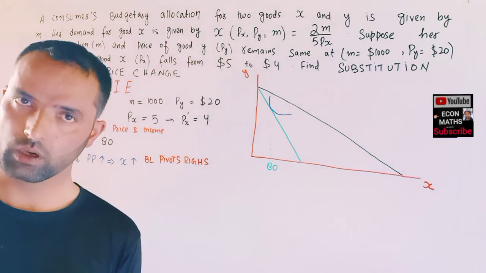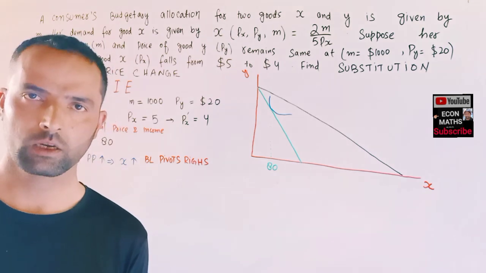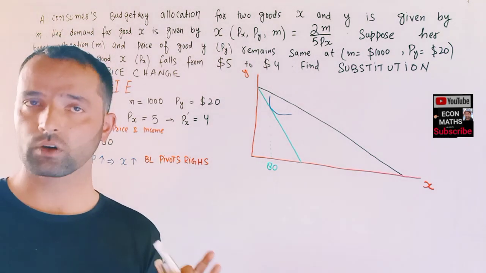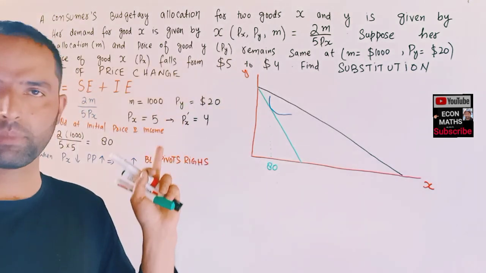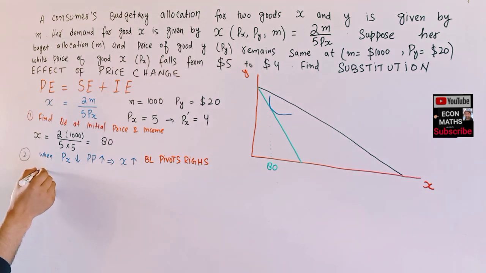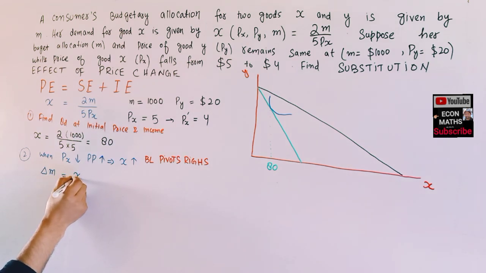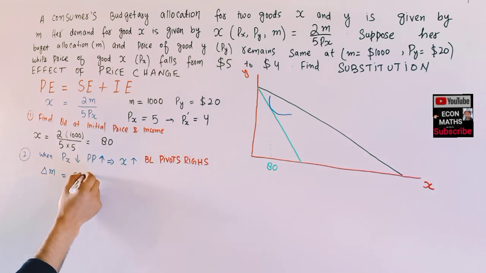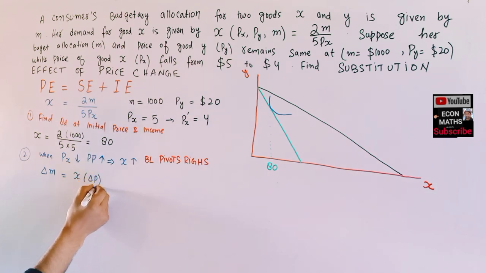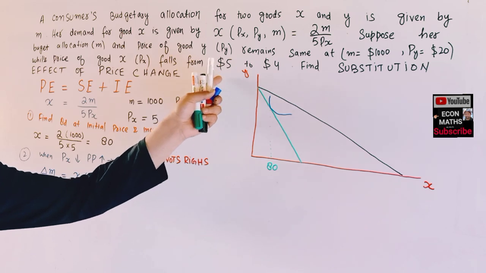Now we need to find out how much money we need to take away from the consumer so that his real income remains constant and the initial bundle is just affordable. That means we need to find out the change in income first. So what is the change in income because of the price change? That will be equal to X, the quantity demanded of good X, times the change in price. Initially the quantity demanded of good X is 80. What is the change in price? It is from $5 to $4.